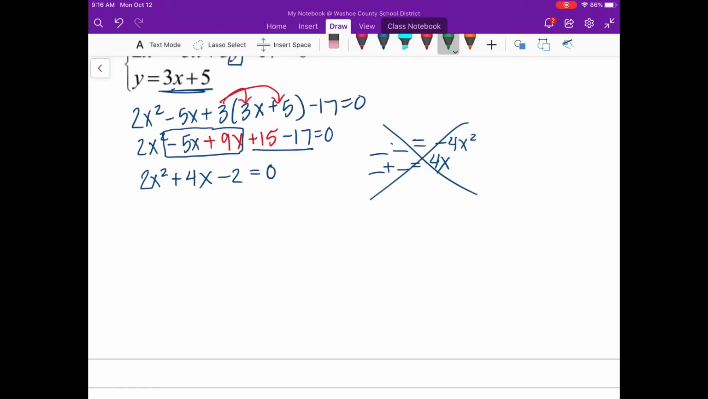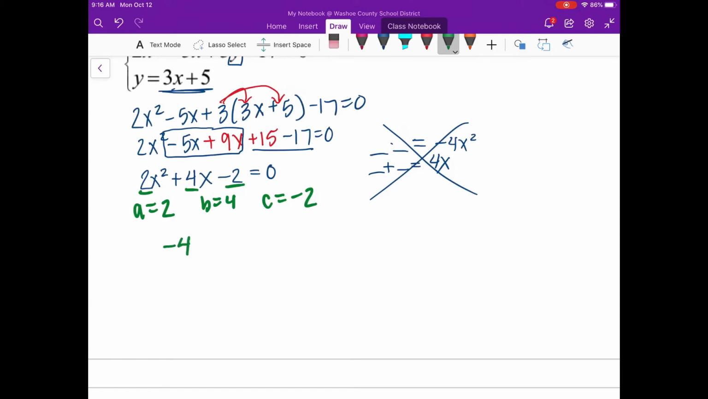So in this case, if factoring doesn't work, then I'm going to go on to my quadratic formula. Now, before you start the quadratic formula, you need to remember what a is. So in this case, a is 2, b is 4, and c is negative 2. Then you're going to go through and use the quadratic formula with these values to help you get the answer.